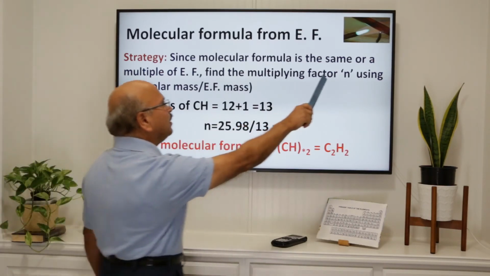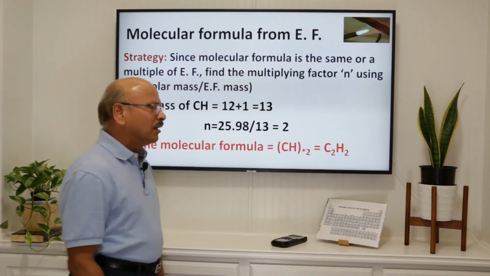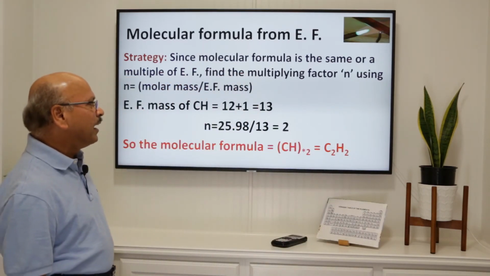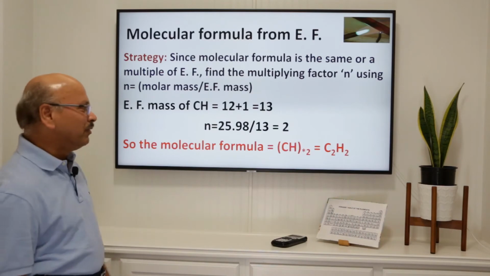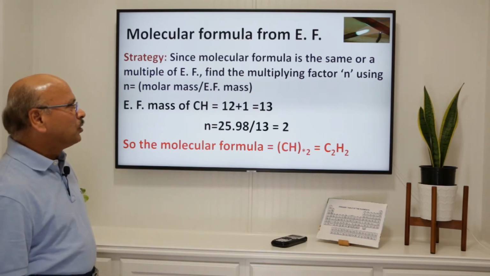So this actually shows the oxyacetylene gas. I think this was a very good problem. Okay, let's go to the next one.